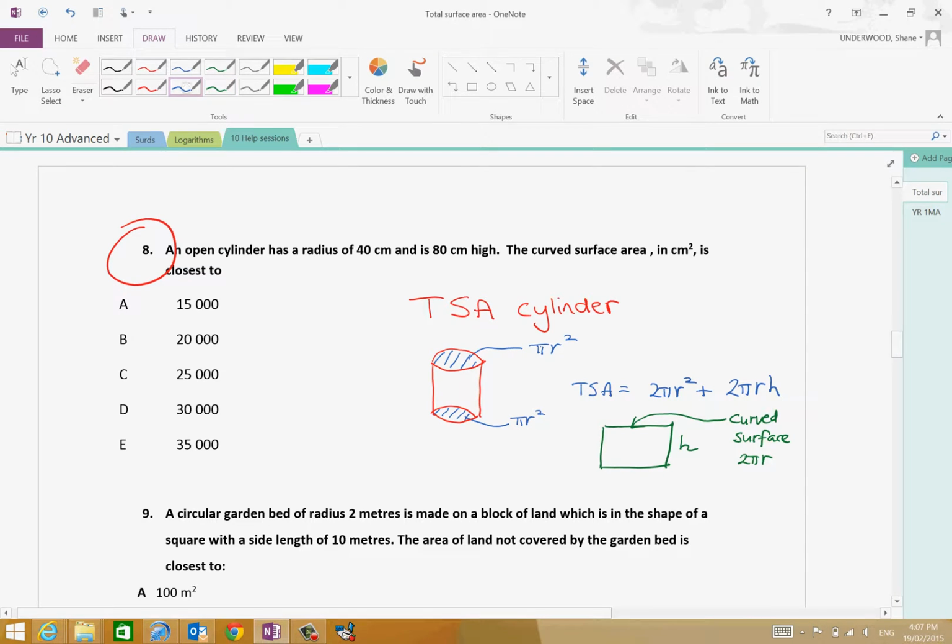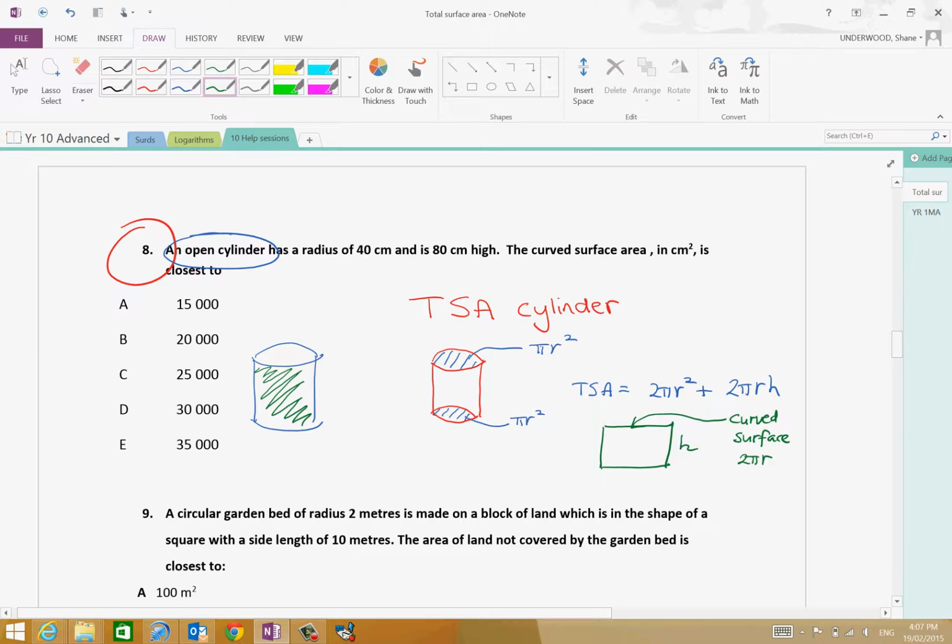All right, so with this one, the important thing is when you're doing these questions, an open cylinder means that we have a can which is open, and all we're really after is this area shaded in green. We're after this curved surface area. Now, I've drawn a little picture here.